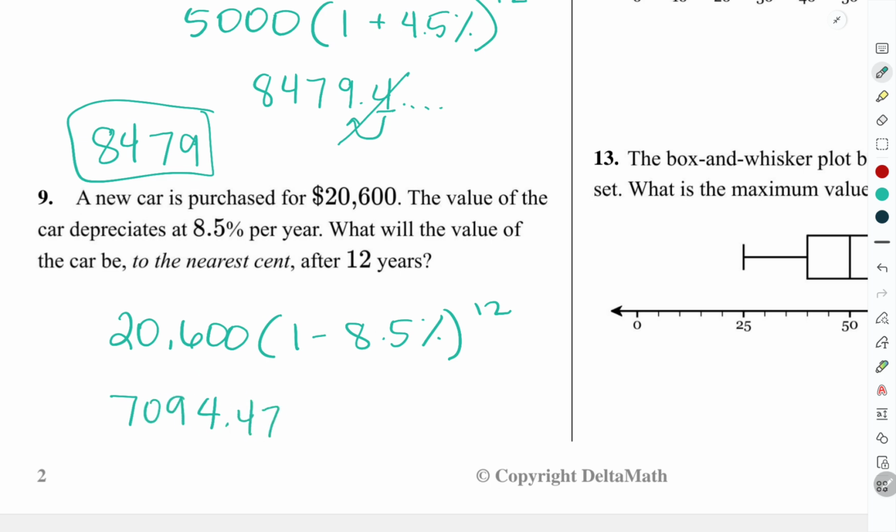7,094.47 and so on. I would round to the nearest cent, so I'd look at my buddy here, and my 7 would become an 8. So it's 7,094.48.